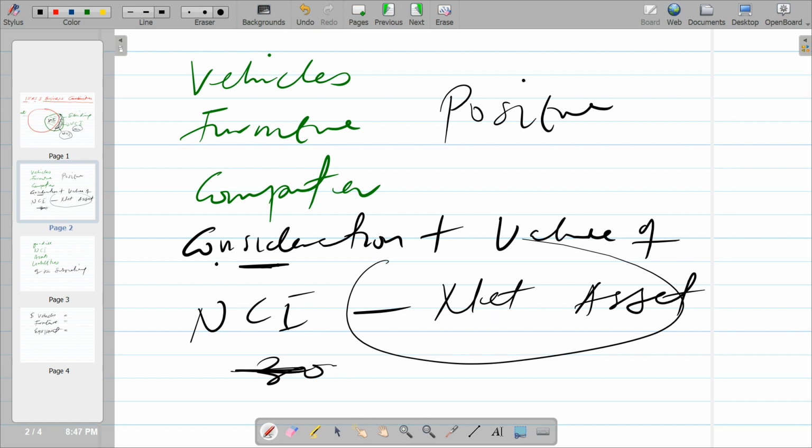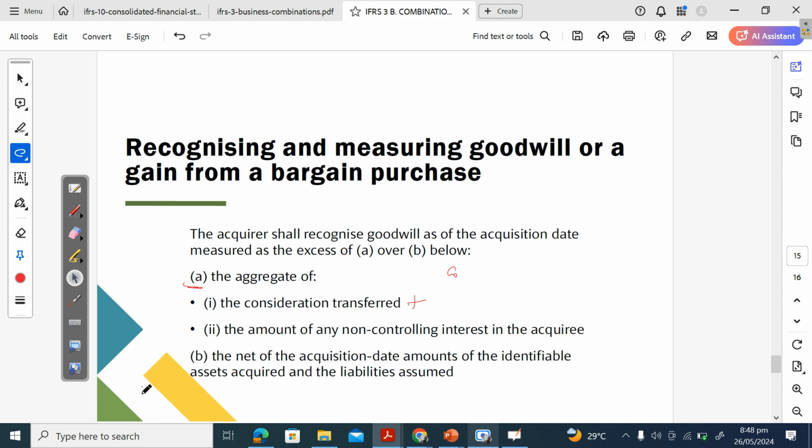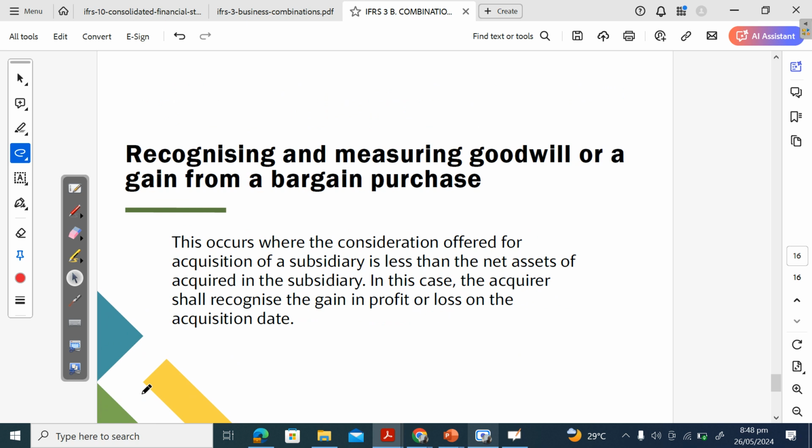When goodwill is negative, we call it a gain on bargain purchase. This is where goodwill is negative, or where the net asset is more than the consideration offered. The difference, the gain from bargain purchase, is treated as a gain. The standard says the parent should recognize this as a gain in their financial statement.